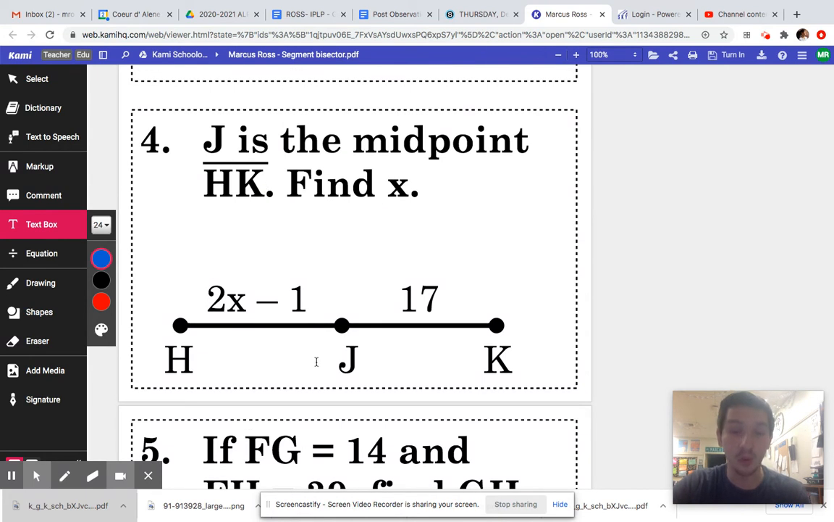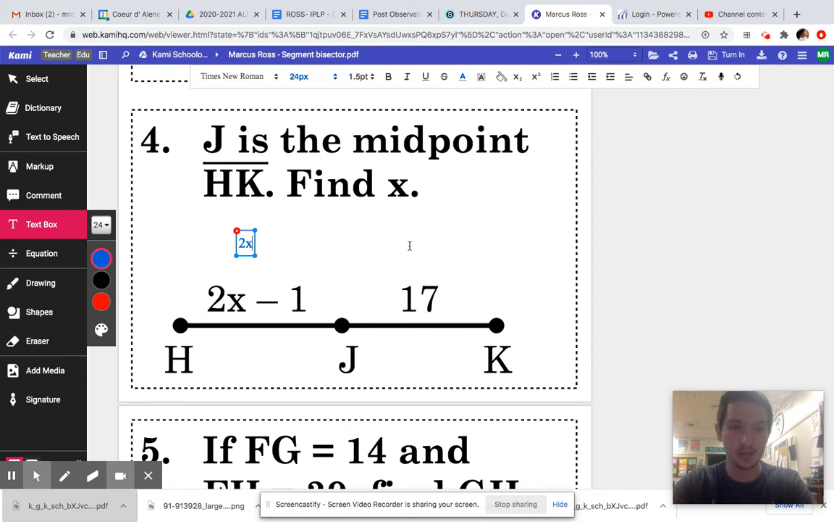J is the midpoint, so now that you know the definition of a midpoint, you know that this is bisecting line segment HK. What we can do for this is go like this: 2x minus 1 plus 17 is going to equal the total distance of HK. Do you see how we're not getting something equal to each other? So what you do instead is you go like this: 2x minus 1 equals 17. Okay, they're the exact same.